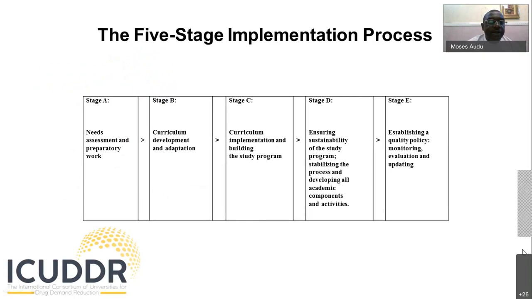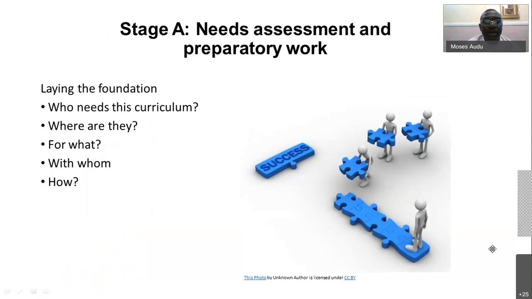There's A, a needs assessment and preparatory work. Then the B stage is the curriculum development and adaptation, while stage C is curriculum implementation and building the study program. D is ensuring sustainability of the study program, stabilizing the academic components and activities. And last is establishing quality policy, monitoring the program as necessary. Let's talk about the first stage, which is needs assessment.